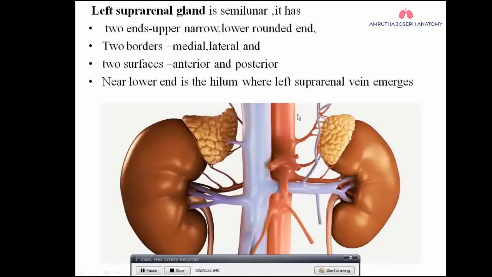The left suprarenal gland has a little difference in shape from the right. The left one looks like a half moon, so it is semilunar in shape, and it has two ends, an upper end which is narrow and a lower end which is round, resting on the left kidney. Two borders, medial and lateral. Two surfaces, anterior surface, and the posterior surface on the other side. Near the lower end there is a hilum where structures enter and leave. The vein is leaving, and this is the left suprarenal vein, and arteries are entering.